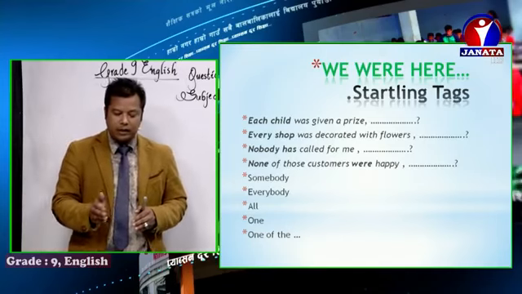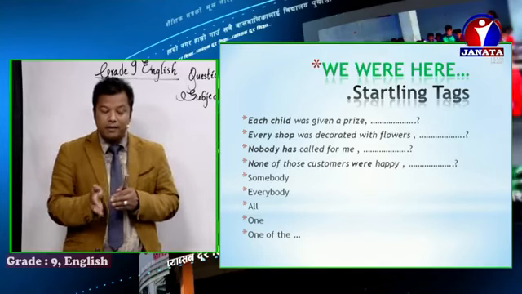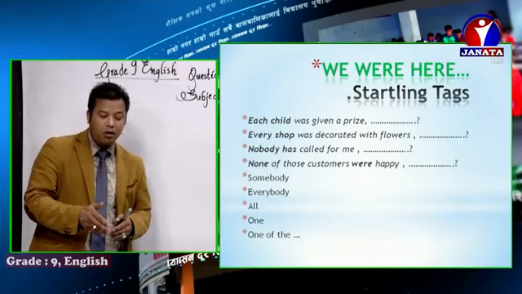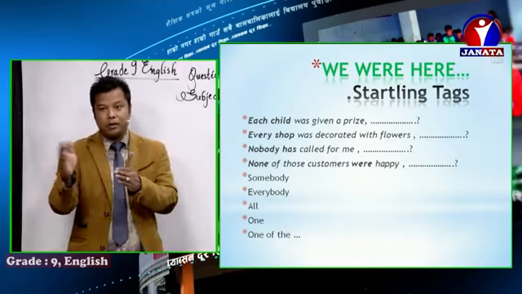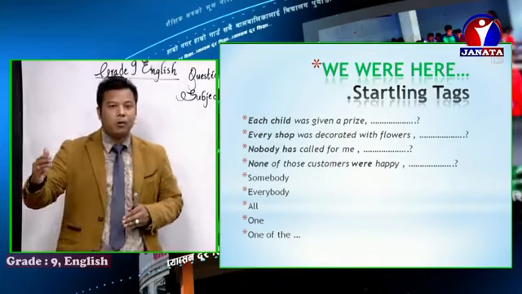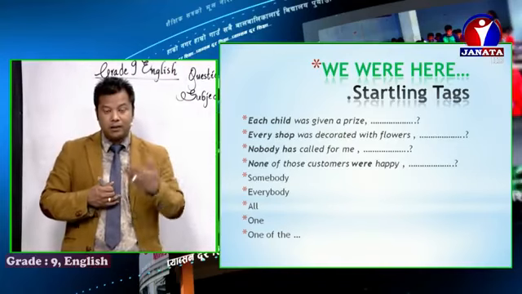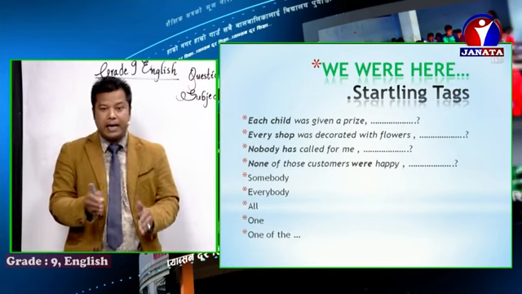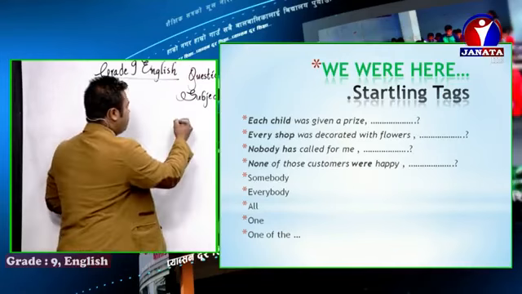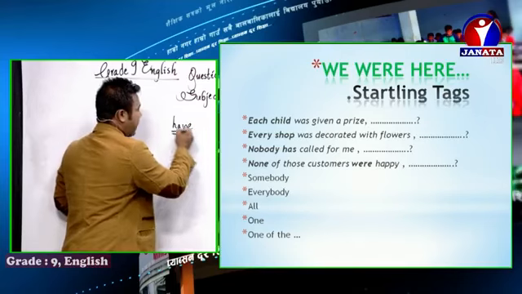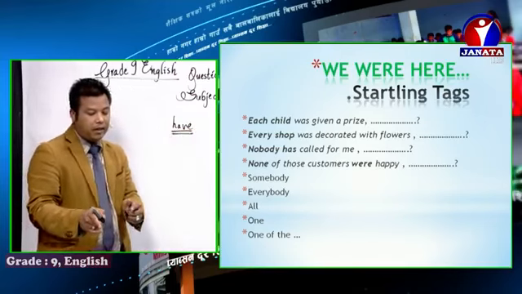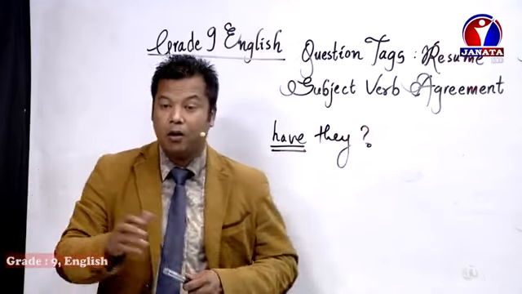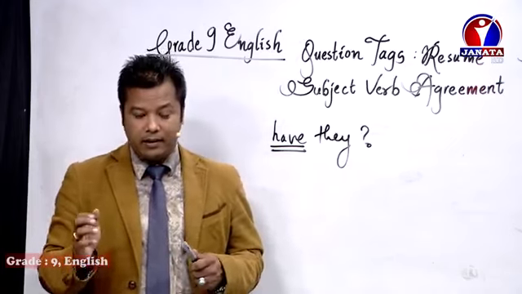Similarly, every shop was decorated with flowers becomes weren't they, with the tense and the plural connective for these cases. Now, what about nobody? Nobody has called for me. It's one singular person, but at the same time, in the distributive order, it is again many. So I would consider the pronoun they, a subject pronoun, like the rules I have taught. And look at the tense here. Has called is perfect tense. So in perfect tense for plural, I would consider the verb have. So the answer would be: nobody has called for me, have they. Now, why have they? Because there is the word nobody, which is negative. All right? So remember that.